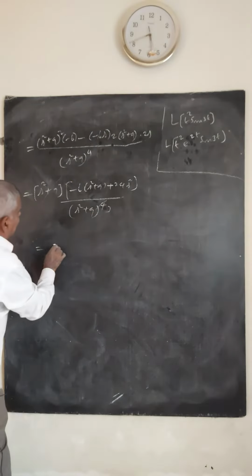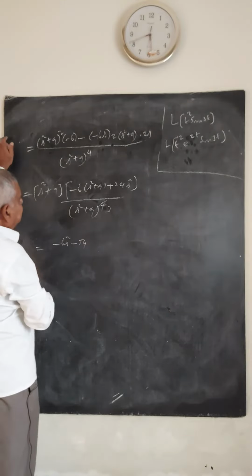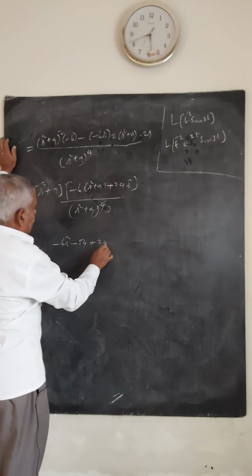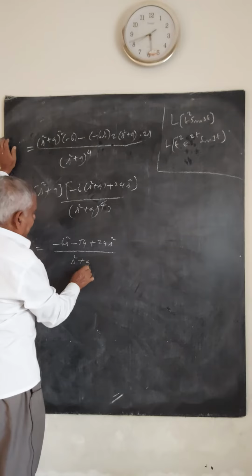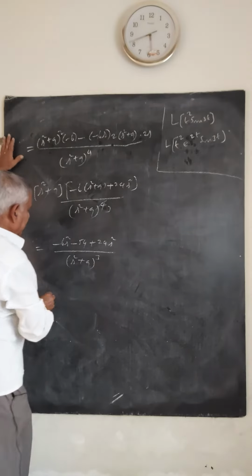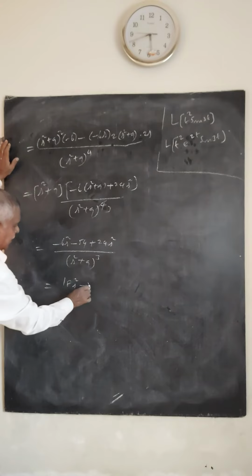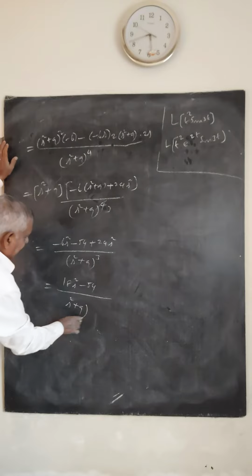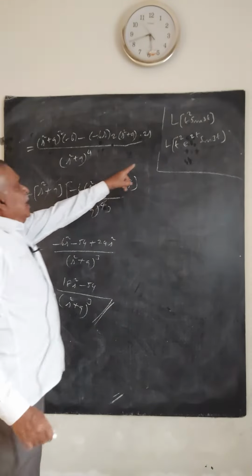3, equal to minus 6 s square 54 plus 24 s square, divided by s square plus 9 whole cubed, which gives 18 s square minus 54 divided by s square plus 9 whole cubed is the answer.